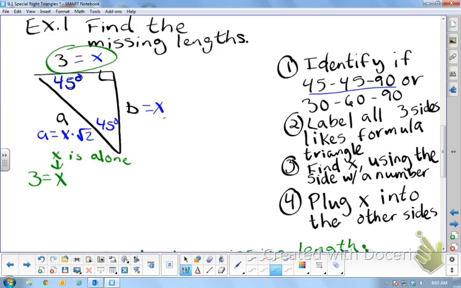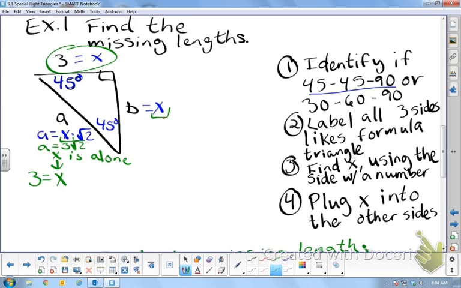So what do we know x equals? It's a number. 3. X is 3. So now in each of the equations that I have, I can replace the letter x with the number I know it equals. In this equation, instead of writing x here, what should I write now that I know what x is? 3. So a is 3 square root 2.